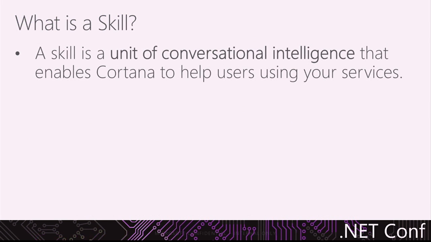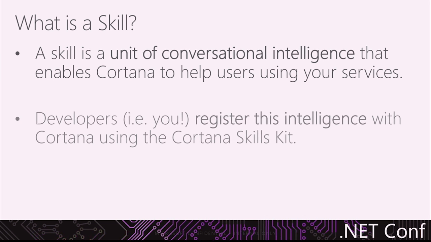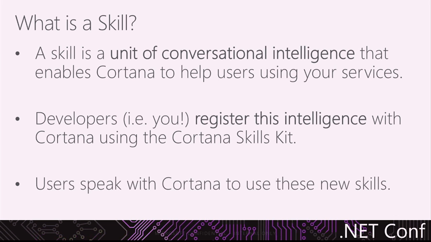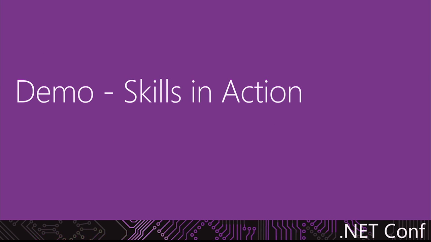Now, what is a skill? What can Cortana do? We consider a skill to be a unit of conversational intelligence that enables Cortana to help users using your code and your services. So, when you write these services, you as a developer register this intelligence with Cortana using the Cortana Skills Kit. After that's done, users speak with Cortana to use these new skills. Let's look at a few of these in action.